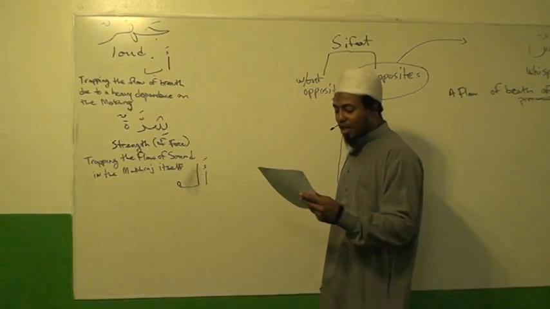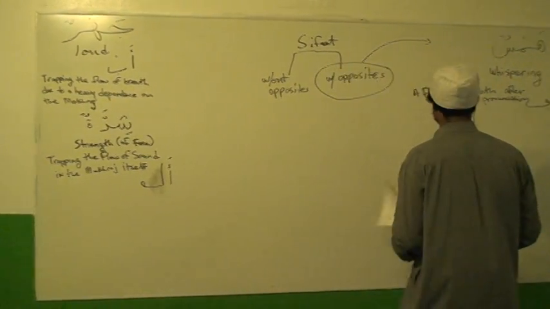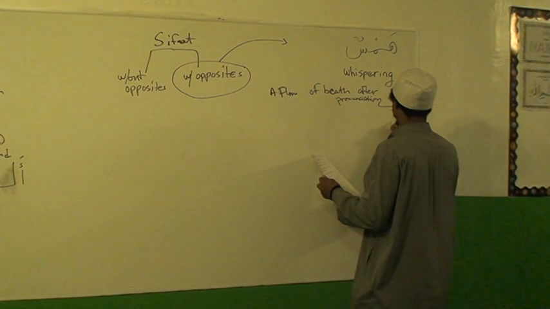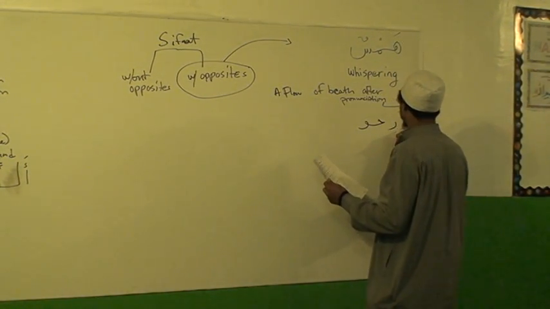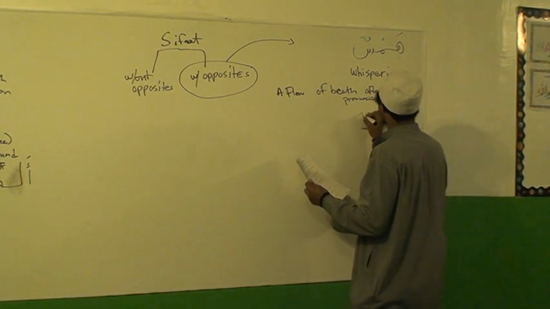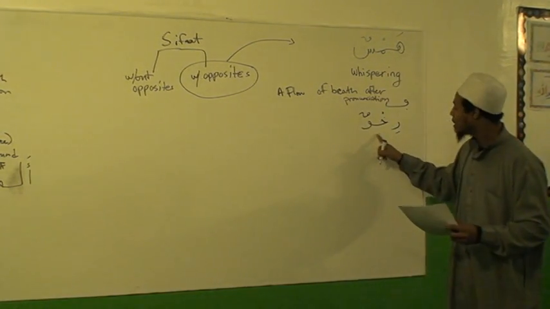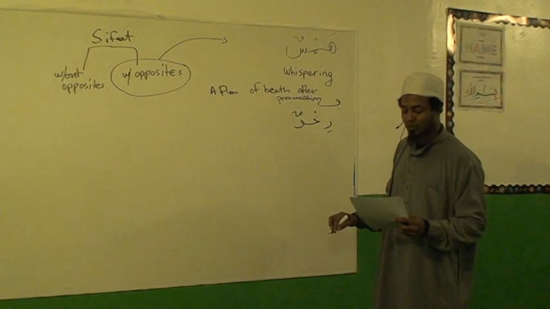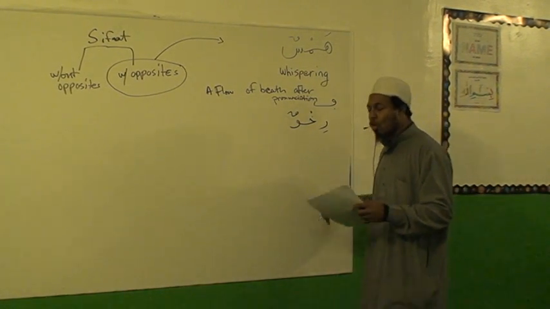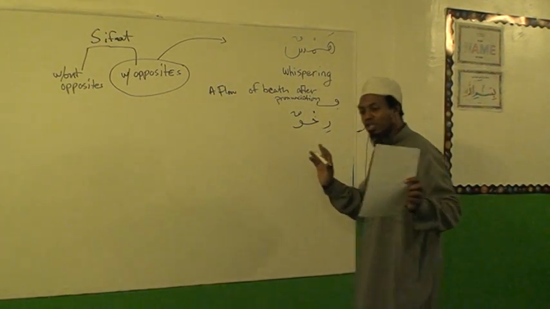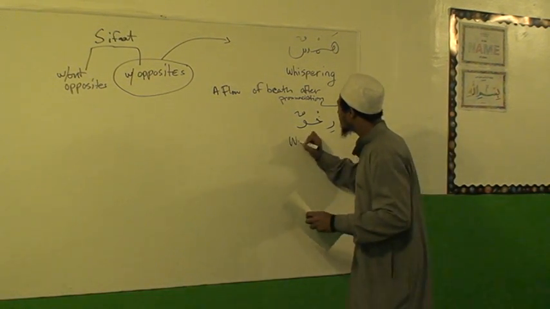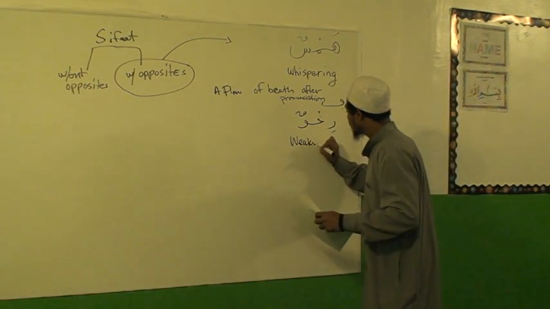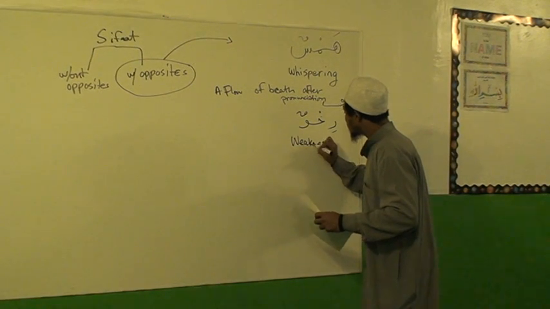The next one is the opposite of shidda. What's the opposite of shidda? No, not, okay, it's rikhwun, okay? It's ra, kha, and wow. Say rikhwun. Rikhwun. Or you can say rikhwa, but rikhwun is easier. We say it like that. And rikhwun is weakness. That's what it means. Weakness.